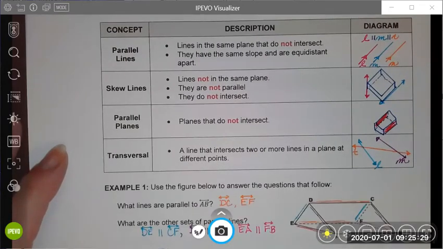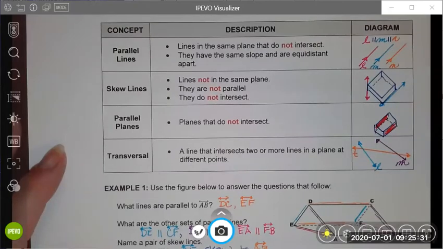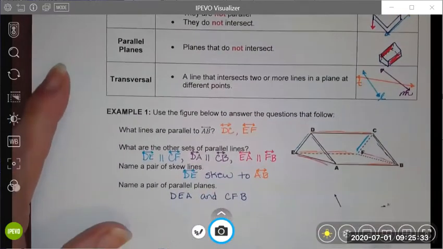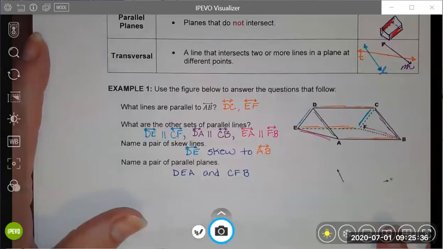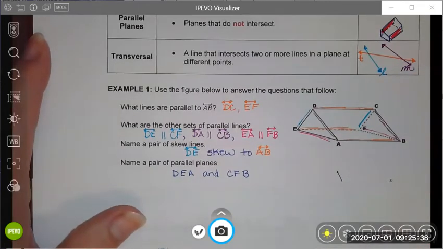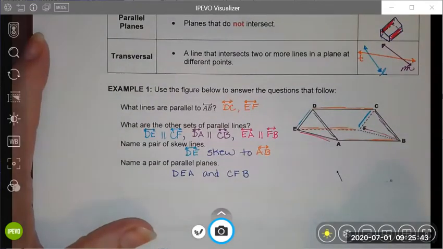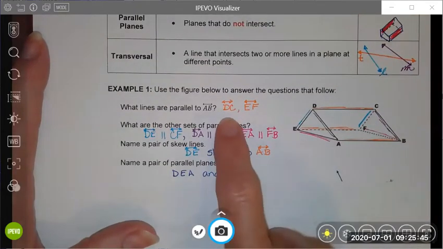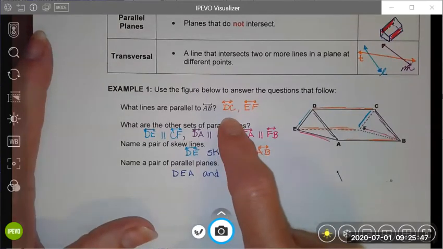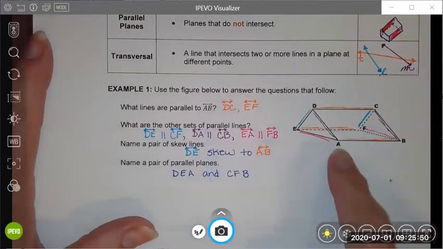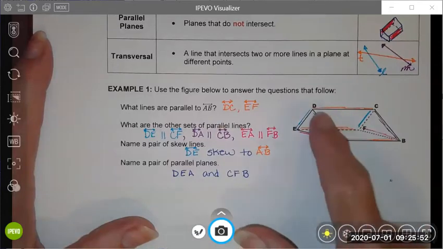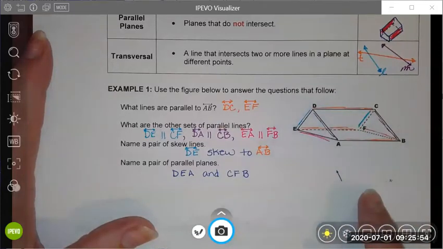So let's just look at an example. I have a picture here that I have drawn, and I highlighted different parts of it so that we can familiarize ourselves with finding the different parts of a prism or a figure. In this case, it's asking me what lines might be parallel to line AB, which I drew in orange. And I went ahead and identified other lines I thought were parallel to AB, and those were DC and EF. Those are not the only parallel lines in this diagram, however.